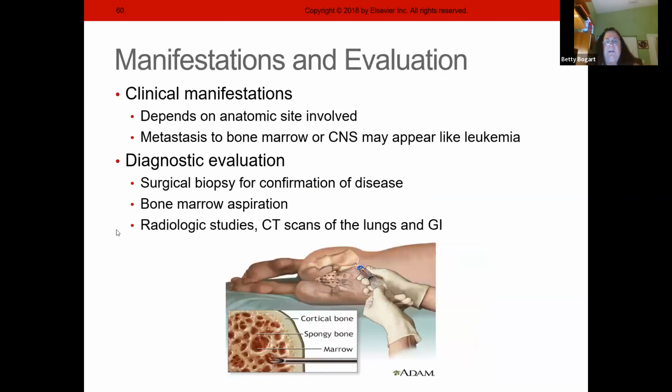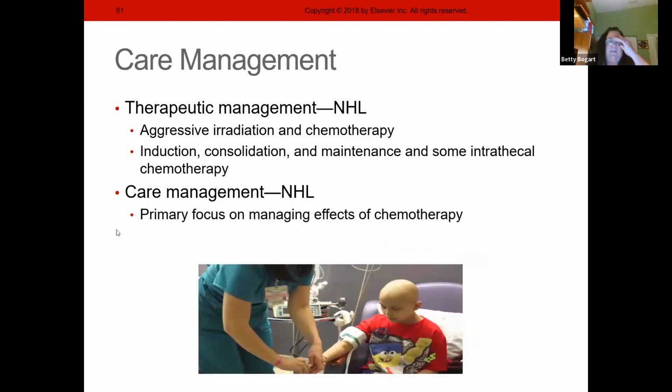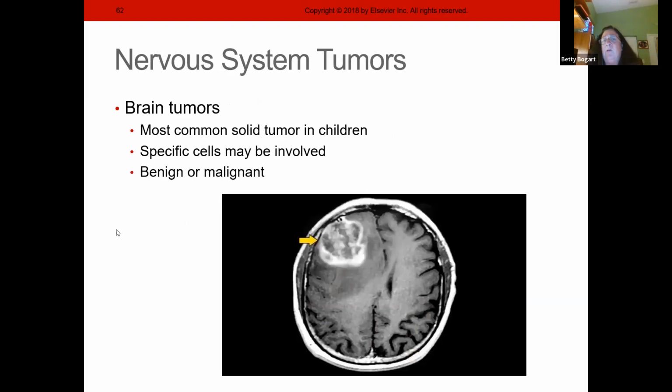So we're going to be doing a biopsy for confirmation on that, and it's usually through a bone marrow. And then we'll be looking at the cells. This one again is just like the other with radiation, chemo, and again, going through the stages of chemo, induction, consolidation, maintenance, and then of course, intrathecal, going to the central nervous system. But again, we're going to be treating them for all those side effects of chemo.